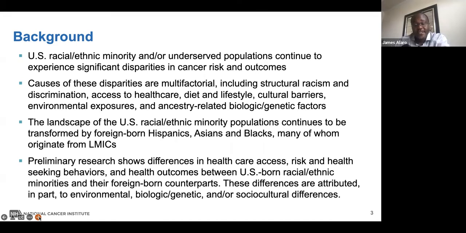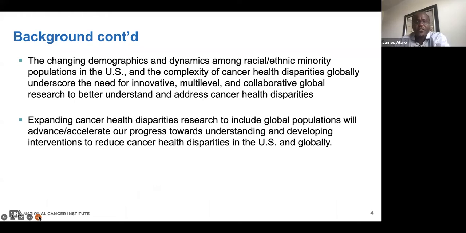Data is increasingly becoming clear that there are differences between foreign-born immigrants and their counterparts here in the US. So perhaps it would be good to dissect some of those differences, and we thought that through this funding opportunity, we might be able to address some of that.